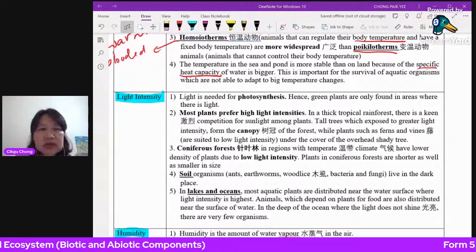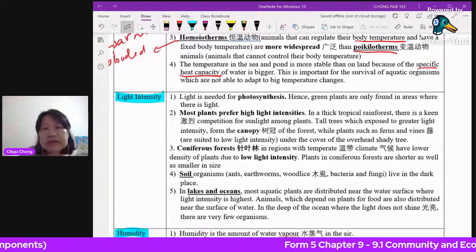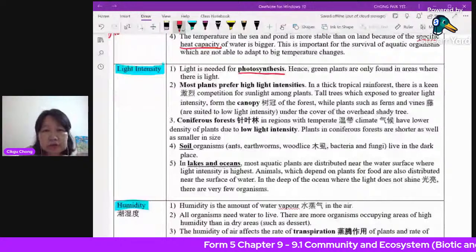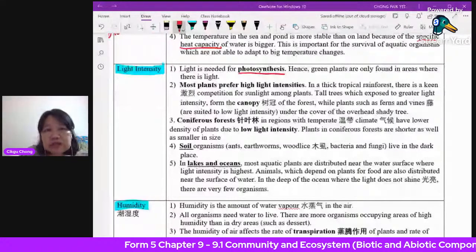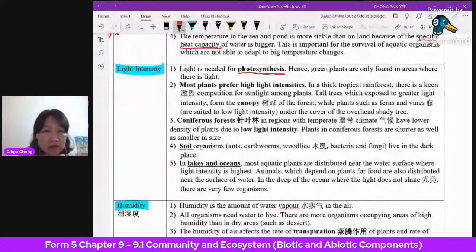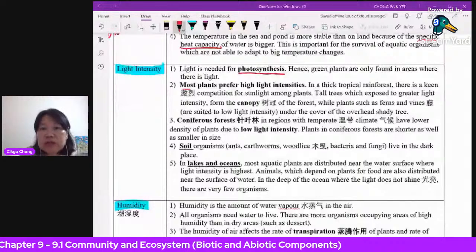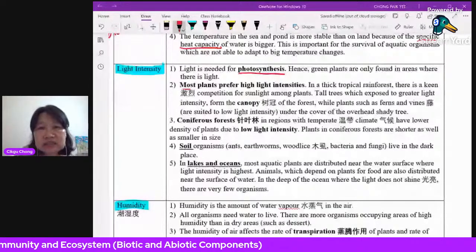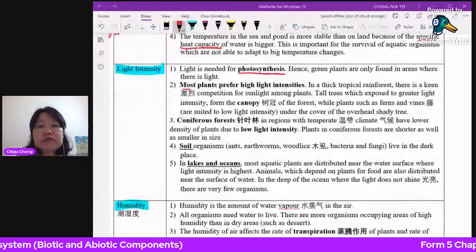Right. So light intensity, you know that this is not foreign to you. You need light to produce food for green plants. So that's why most of the plants that are green, that have chlorophyll, will live very well in high light intensities. That means something that is bright. They prefer bright areas.